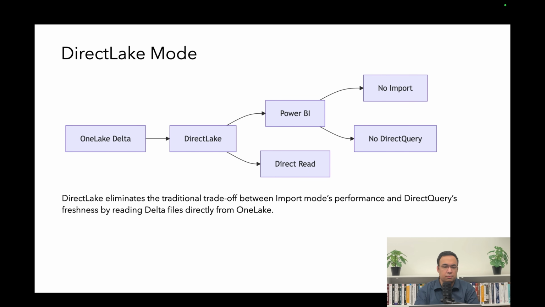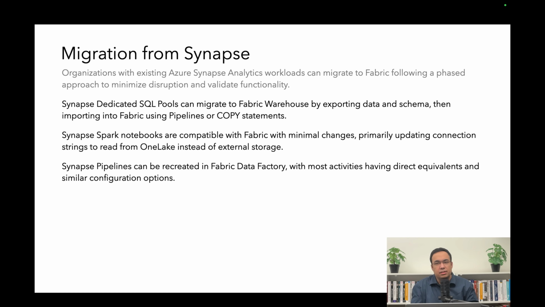For organizations that have existing Azure Synapse analytics workloads, let me talk about migration strategies to Fabric. Organizations with existing Azure Synapse analytics workloads can migrate to Fabric following a phased approach to minimize disruption and validate functionality. You don't have to migrate everything at once. You can move workload by workload, testing and validating as you go.